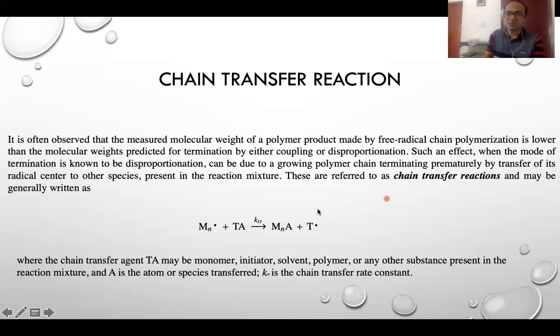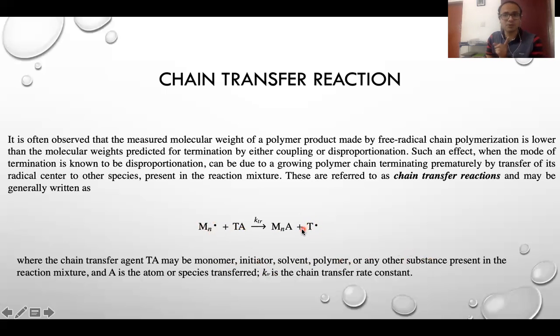As the name suggests, suppose this Mn radical is your growing polymer chain, it will transfer its radical to another species. This species can be a monomer, an initiator, solvent, polymer, or any other substance. In this process, the radical is transferred onto this particular chain transfer agent, but in the process, it is also getting activated.